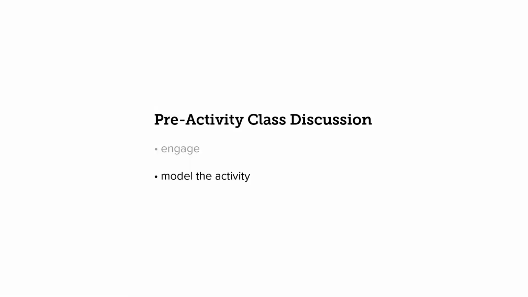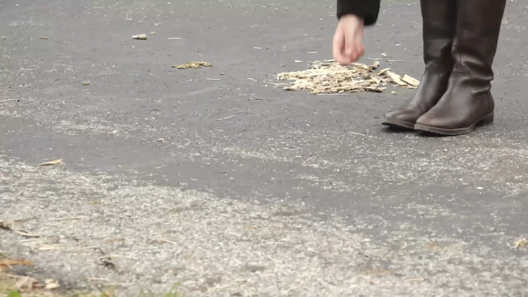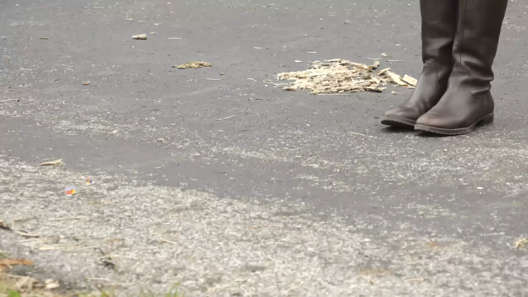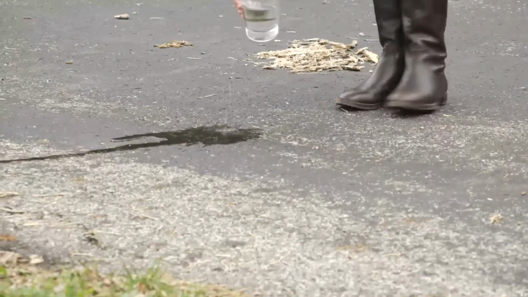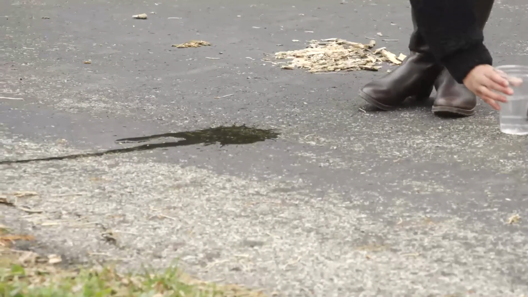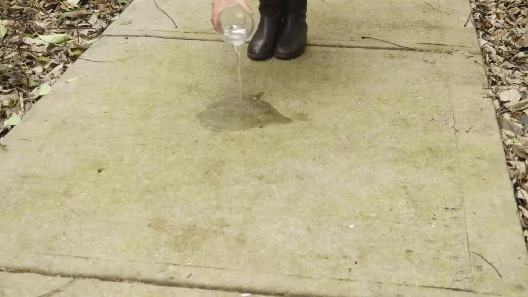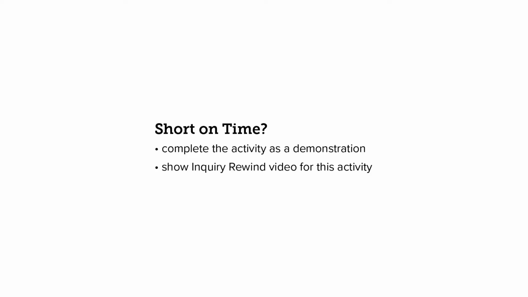Model how to roll the marbles. Students should not throw or toss marbles when releasing them. Instead, demonstrate how to let the marbles roll from your hand. Model how to pour half of the water into the cup for the first location, and the rest of the water at the second location. If you are running short on time, you can do this activity as a whole class demonstration, or choose to share the Inquiry Rewind video with the class instead of doing the activity on your own.